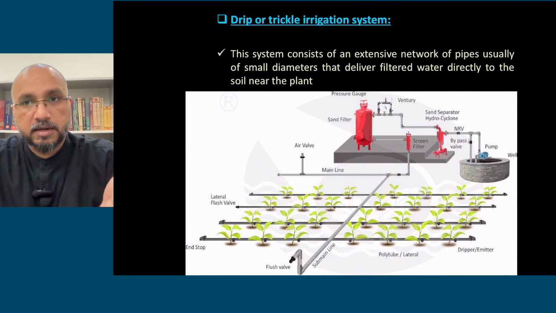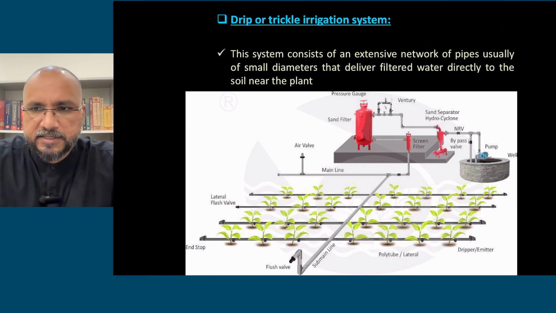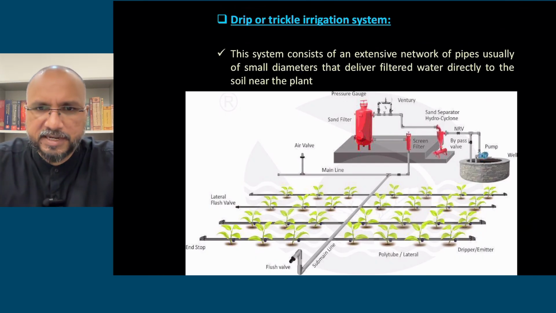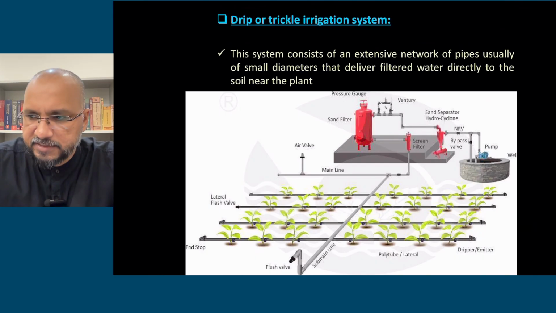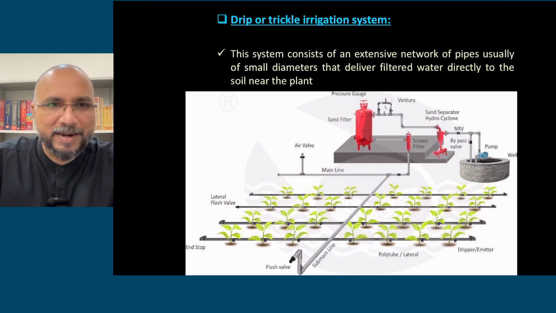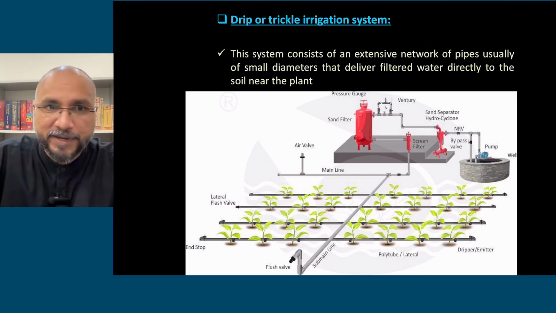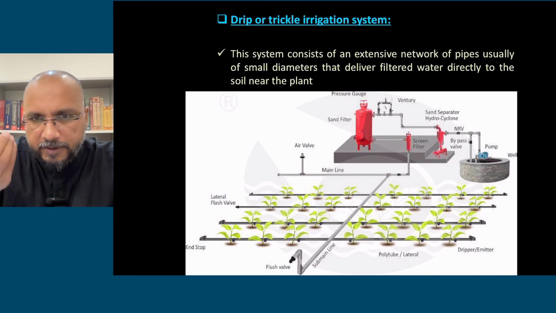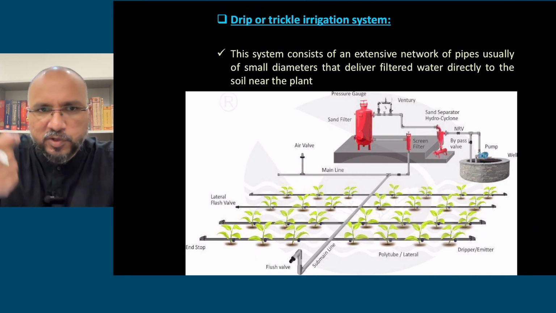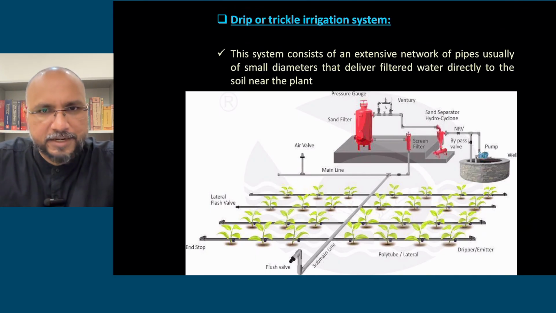Now the main difference between sprinkler and drip is the equipment is almost similar, but the main difference is that in drip irrigation you are applying the water in the form of drops. That is why the name drip or trickle comes from. Water comes like drops. In a sprinkler irrigation system you are applying the water in the form of spray. Here you are applying the water in the form of drops, slowly, one by one, near your root zone.